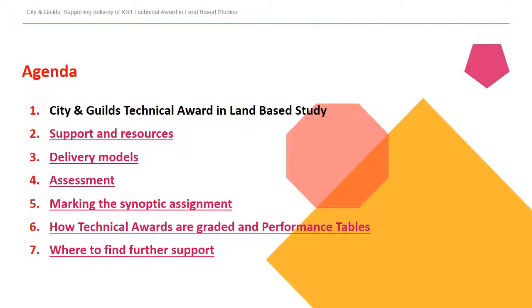So during this presentation we will look at the Technical Award basic content, the support and resources that City and Guilds provides to its centres, some suggested delivery models, how the award is assessed, how to mark the synoptic assignments, how grading is carried out and what this means for performance tables, and round off with showing you how to access the materials to support your planning and delivery.